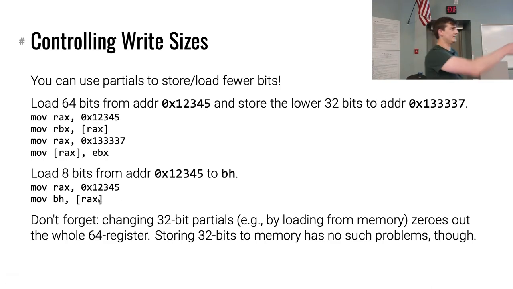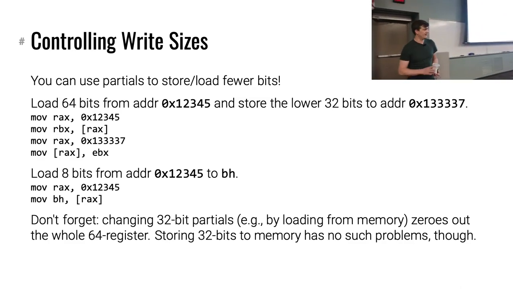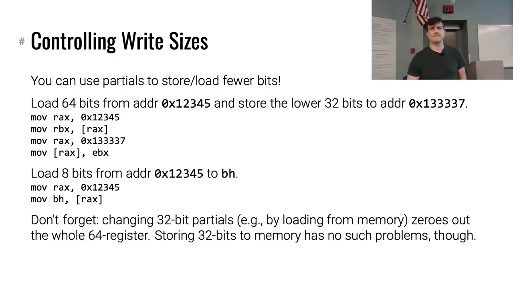But how do we go lower than that? Is it BL? BL is the lower 8 bits, which is also a byte. Yeah, but let's say I want only the 4. Can I load only the 4?